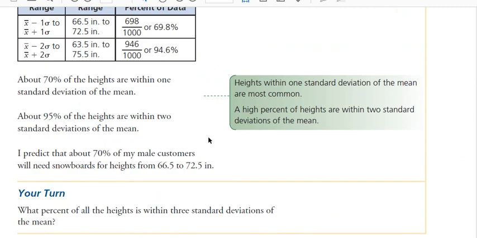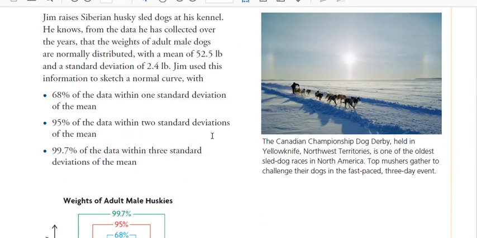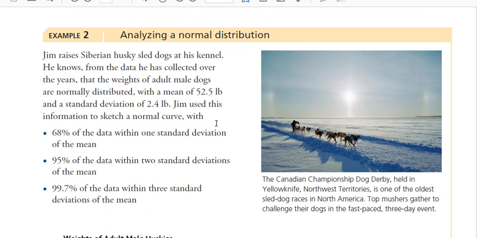Let's take more examination of this. Let's go here. Okay, example 2. So example 2 in your textbook: Jim raises Siberian Husky sled dogs at his kennel. He knows from the data he's collected over the years that the weights of adult male dogs are normally distributed with a mean of 52.5 pounds and a standard deviation of 2.4 pounds. Jim used this information to sketch a normal curve. Now, we're going to find that in this normally distributed curve, there are some things that we can know about how the data is spread out. And this is important stuff.